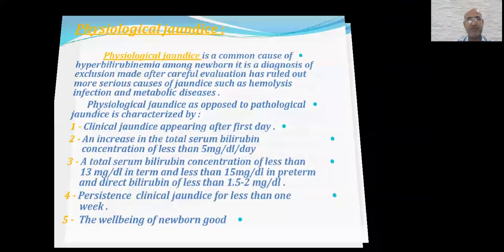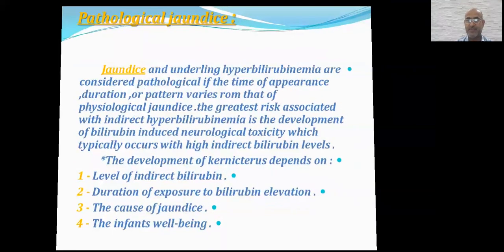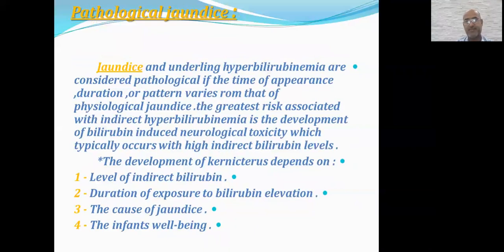Pathological jaundice is, of course, any deviation from the previous criteria that we mentioned. Physiological jaundice, if out of the limit, can be described as exaggerated physiological jaundice. The exaggerated physiological jaundice and the other pathological causes carry great risk associated with indirect hyperbilirubinemia, causing severe brain damage.